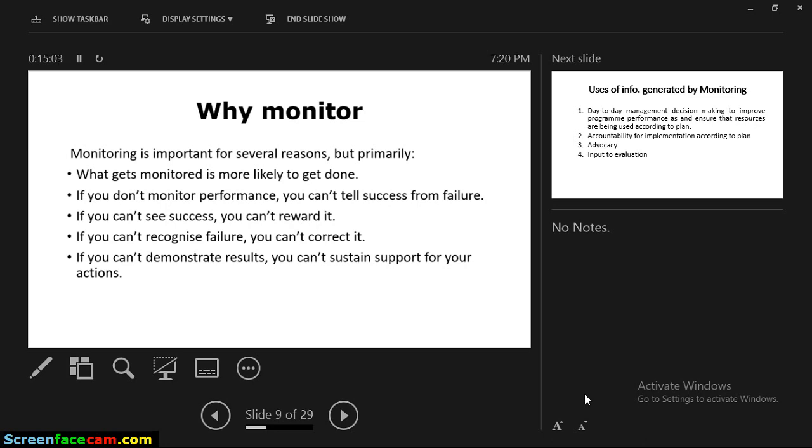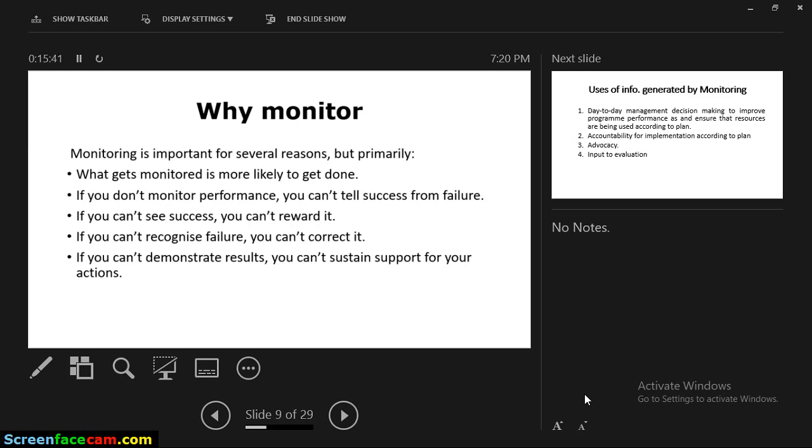What gets monitored is more likely to get done. If you don't monitor performance, you can't tell success from failure, right? If you can't see success, you can't reward it. If you can't see that you are making a mistake somewhere or you failed somewhere, you can't correct it. You just keep on making such a mistake, right? So this is there to help us identify, are we making errors? If we are not making errors, then we should be able to see the results, right?